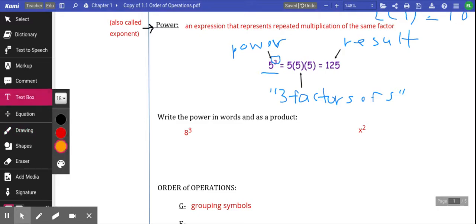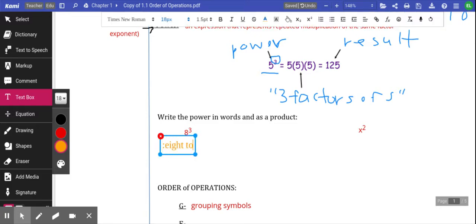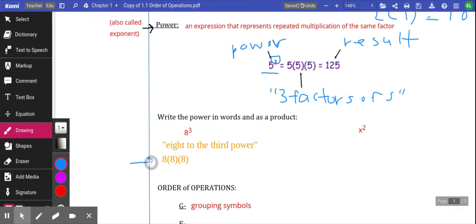So in this first example, where we're writing the power in words and as a product, we would say 8 to the third power, or we could say 8 cubed, and it would be written as 3 factors of 8. So when I say write as a product, this is exactly what I mean, since I'm multiplying those quantities.